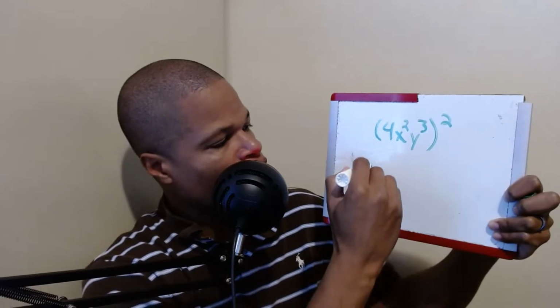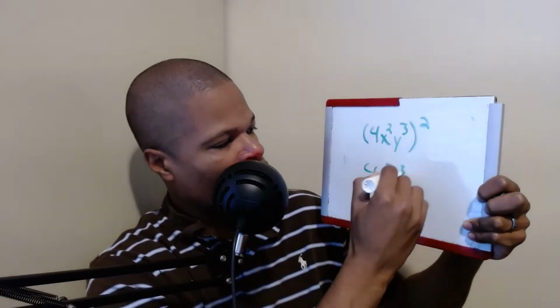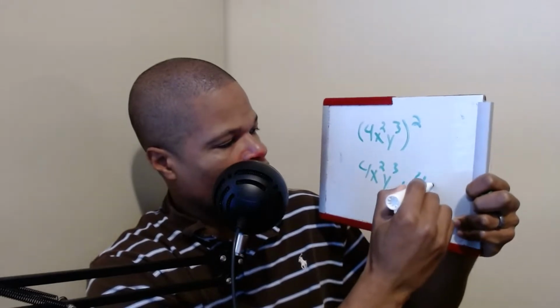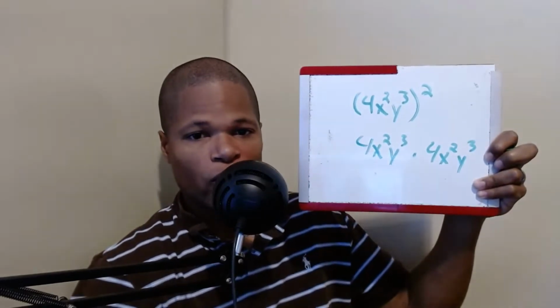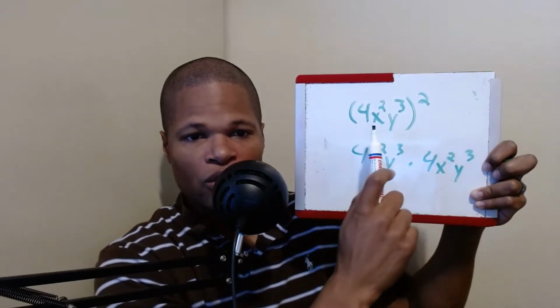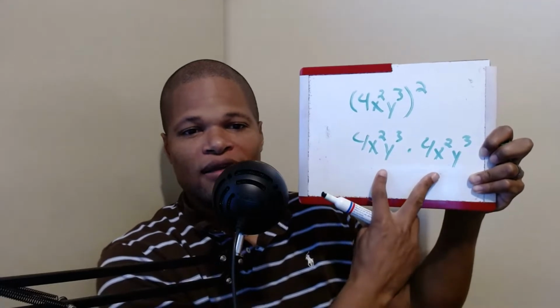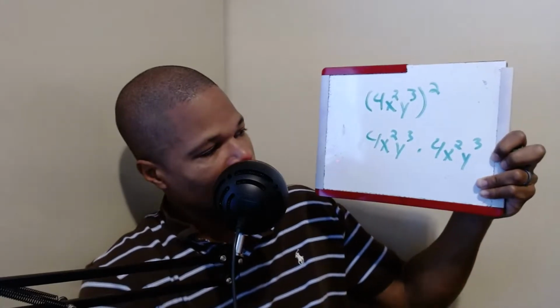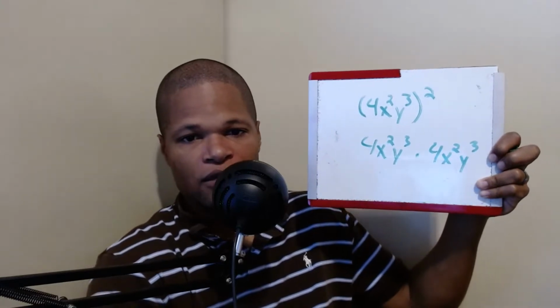If you wanted to, you could rewrite this as 4x squared times y to the third times another 4x squared times y to the third. That's what that really means. It means that there are 2 of whatever this is being multiplied together. So if you expand it this way, you could perform it and simply add the powers of the like variables, and you'd be able to see the answer.